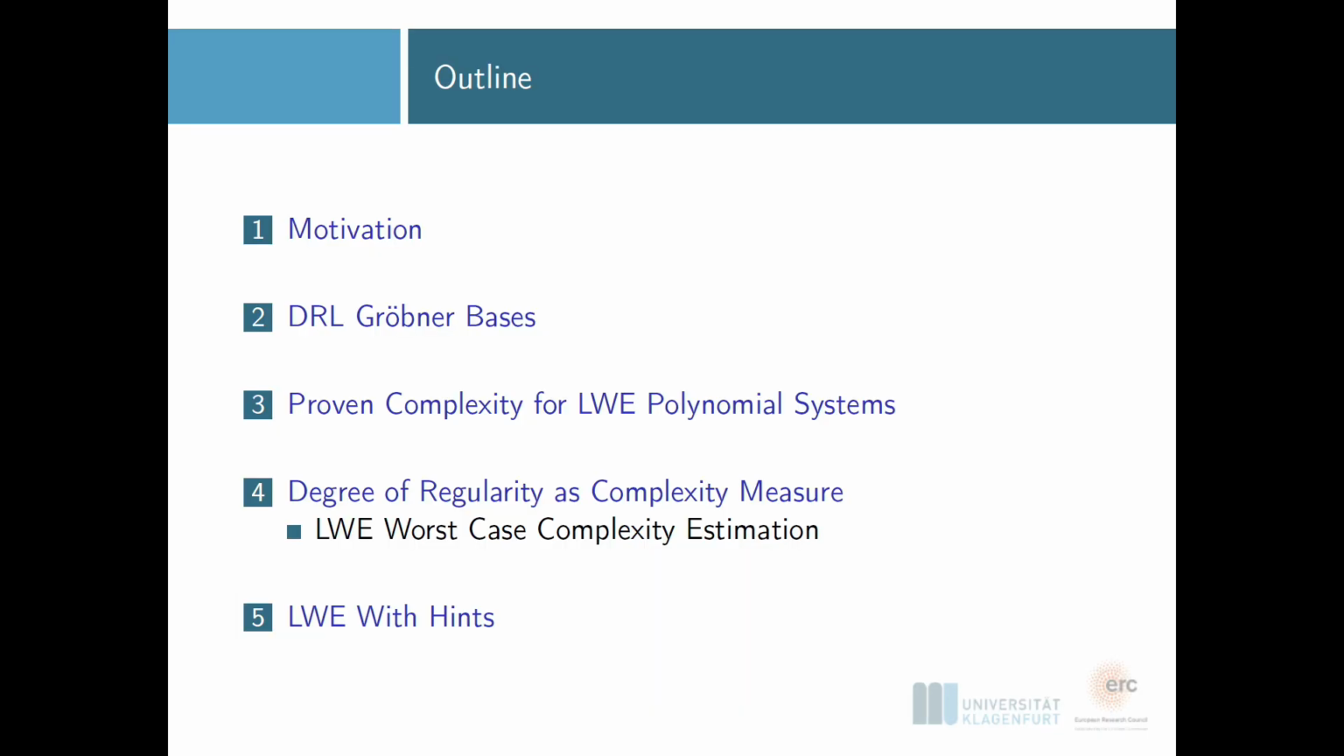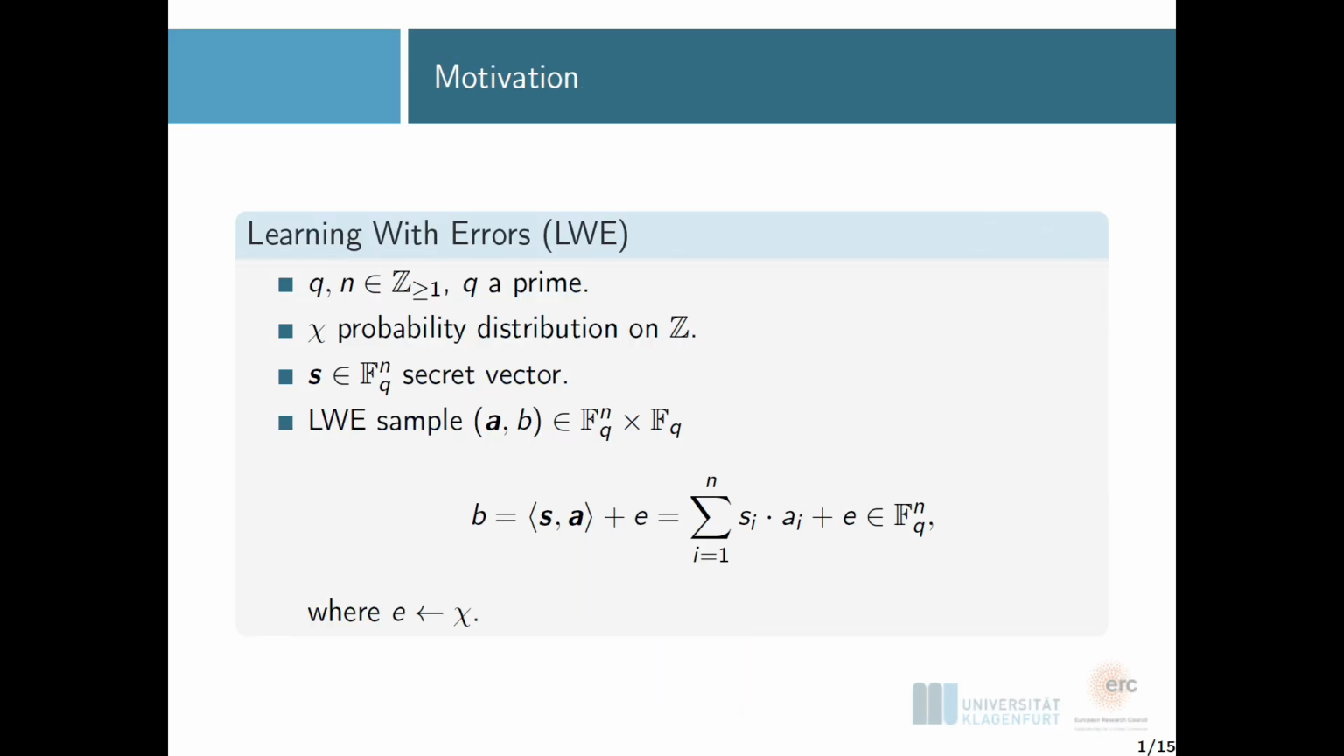I'm pretty sure most people in this room have heard about this learning with errors problem. It's quite famous in cryptography. So we fix a modulus Q, and for us Q always will be a prime number, so we work over a finite field. And then we fix some integer dimension n, and we pick a probability distribution over the integers. And then we pick a secret vector S, and now we generate an LWE sample as follows.